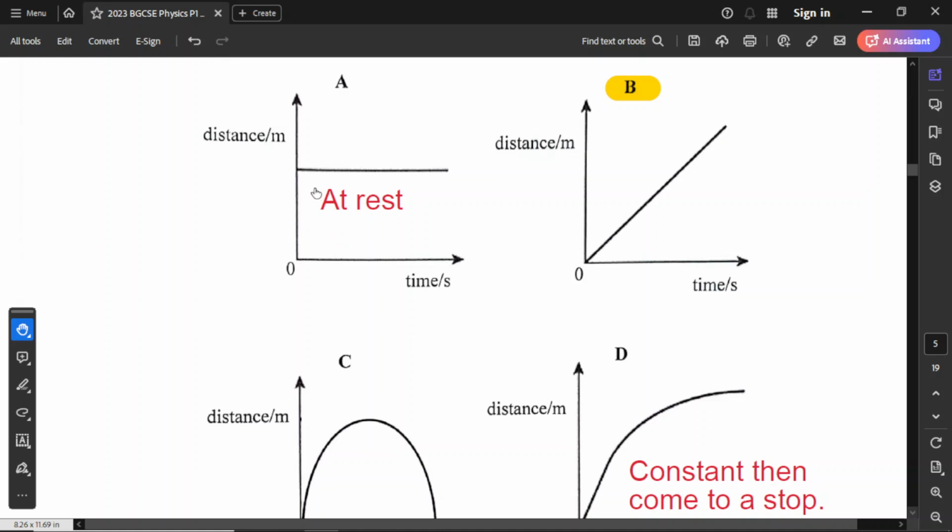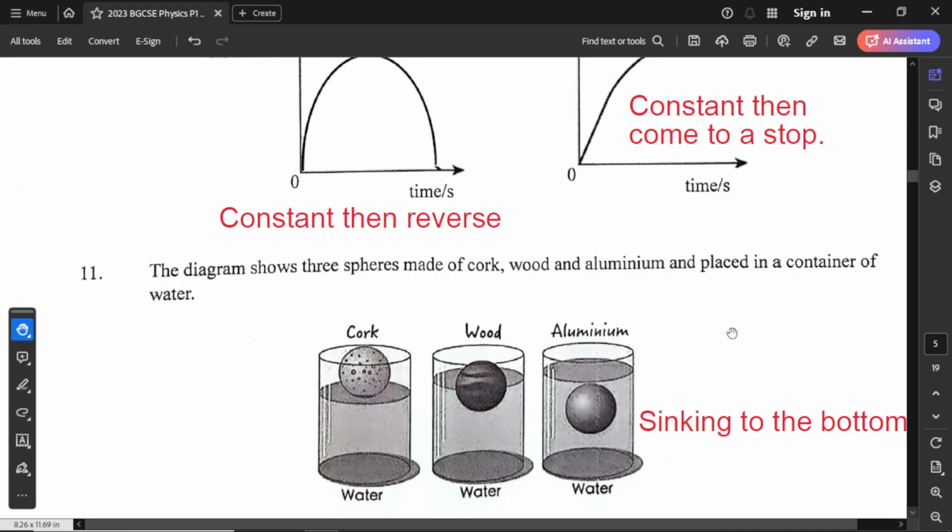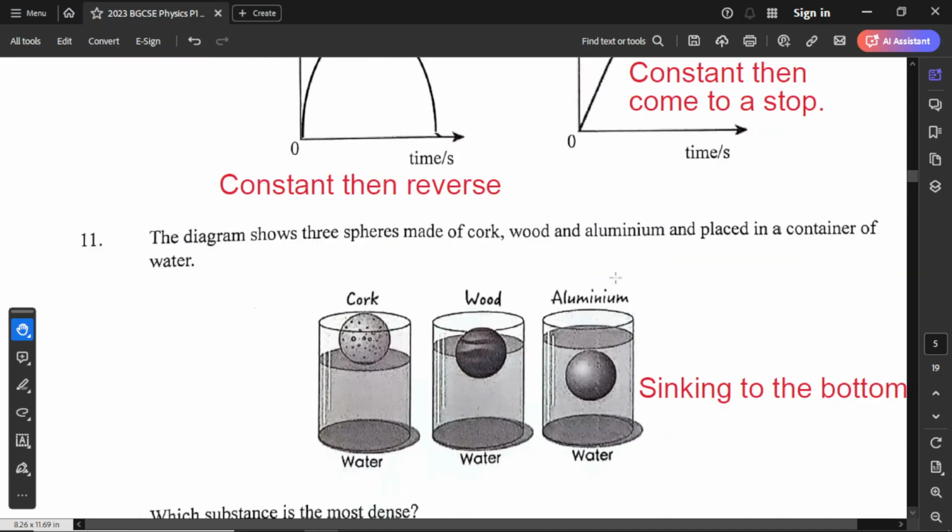For graph A, the car will be at rest because the distance is not changing regardless of a change in time. For the other graph, it goes up, so I wouldn't really say constant, but an increase in velocity, and then a decrease or reverse, because it goes back to the original distance. And for D, it will be constant or increasing, and then you eventually come to a stop.